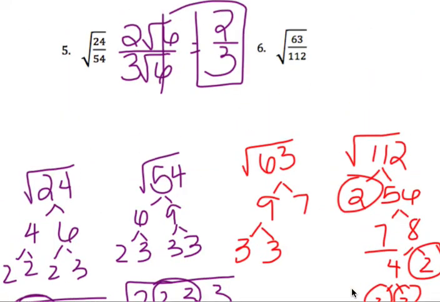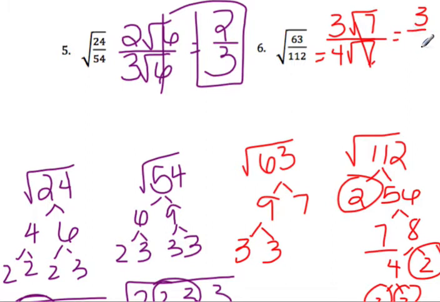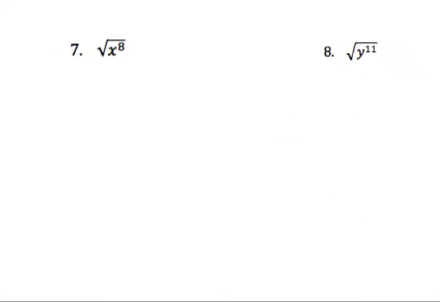So now we need to go back up here and rewrite it as a fraction. So when we simplify the square root of 63, we ended up getting 3 square root of 7. When we simplified the square root of 112, we ended up getting 4 square root of 7. So we can cancel out those square roots of 7's, and we end up getting 3 over 4. And that's our final answer for number 6. Now let's take a look at number 7.